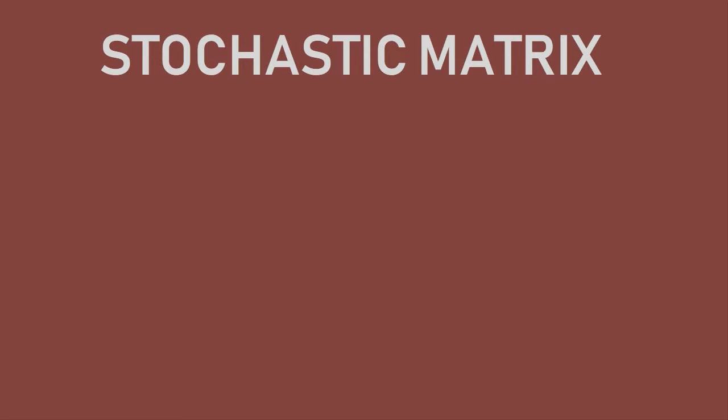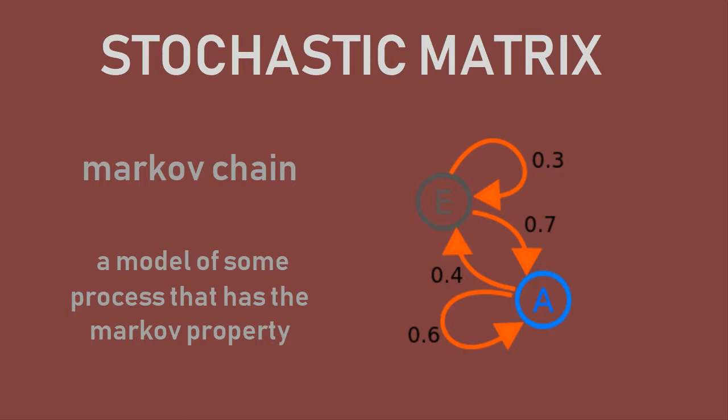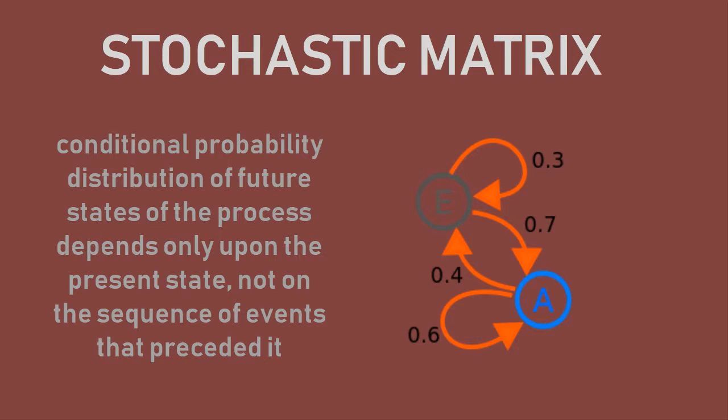A stochastic matrix is a matrix of probabilities, used to describe the transitions of a Markov chain. A Markov chain is a model of some random process that happens over time, which follows a rule called the Markov property. The Markov property says that whatever happens next in a process only depends on its current state and has no memory of the states before.